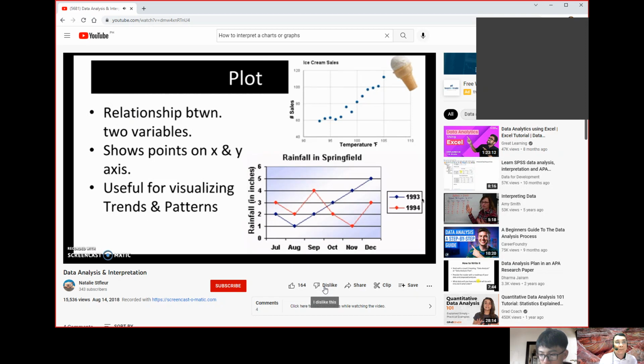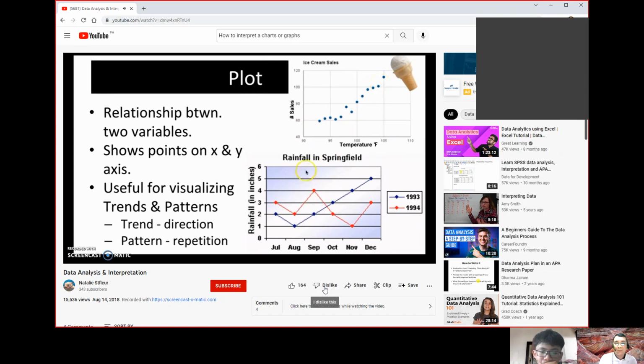When we say trends, we mean direction. So, for example, in the ice cream sale plot shown at the top here, we can see that as the temperature, which is shown on the x-axis, increases, so do the sales. So that is a trend. It's showing a direction.